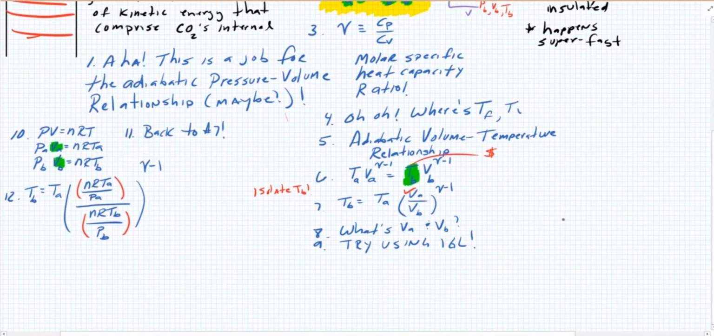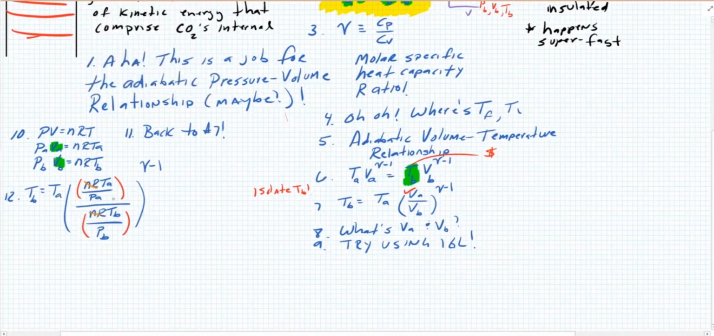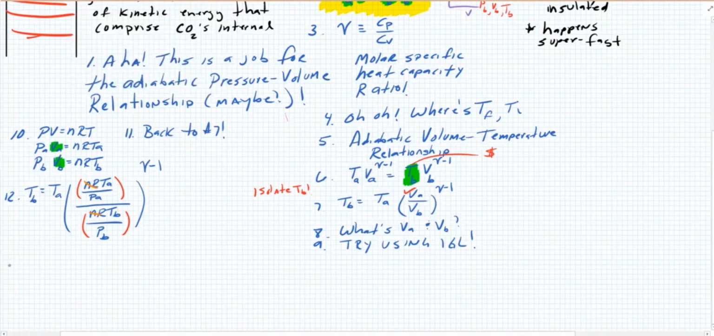You can see some cancellations here. This nR right here cancels with this nR right here. And then number 12 evolves into number 13. The temperature at B equals the temperature at A. And here comes the whole cooling process. This is going to be PB TA all over PA, TB to the gamma minus 1.